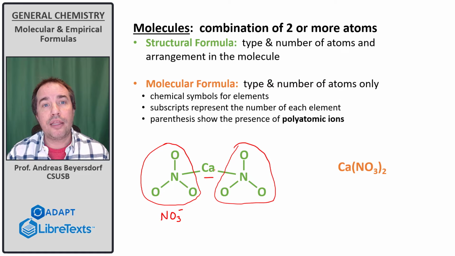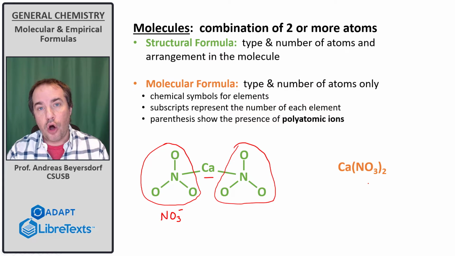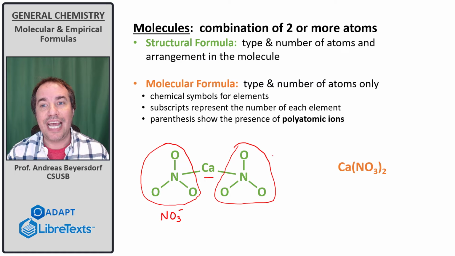And so when we write the molecular formula for this, we write it as Ca(NO3)2, and we use parentheses here to show that there's a nitrate group. So we have Ca(NO3)2. And so when we look at this, we can kind of say, all right, this tells us that we have 2 nitrogens, and then 2 times 3, so we have 6 oxygens in this molecule.